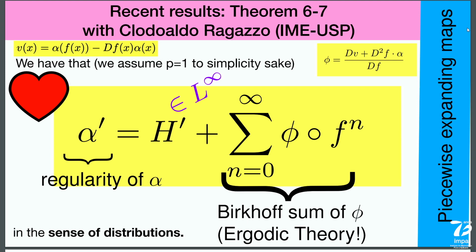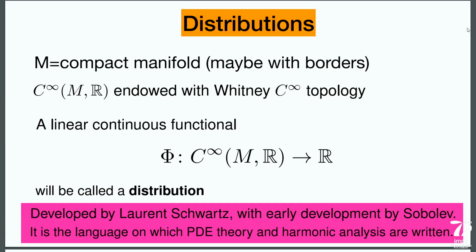So what I mean by this is the derivative in the sense of distributions, in the sense of Schwartz. Suppose you have a compact manifold, could be an interval with borders. And consider the space of C-infinity functions, the best functions that you can have on this compact manifold. A linear continuous functional on this space is a distribution. This was defined by Laurent Schwartz, and it's basically the language that PDEs and harmonic analysis are written in.